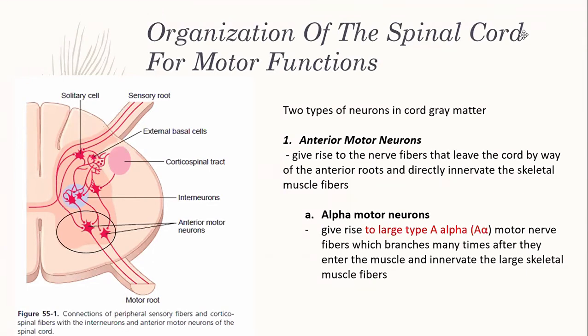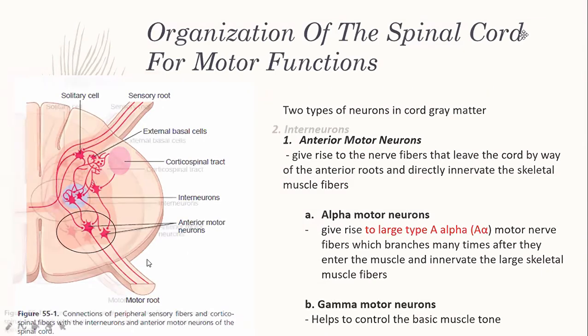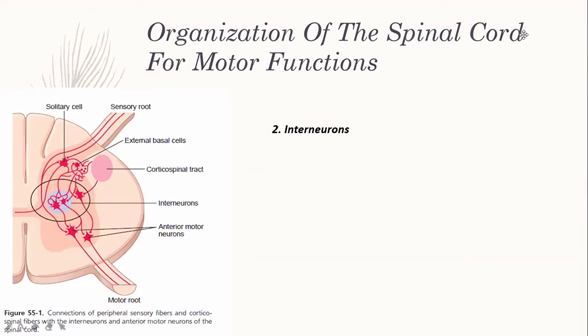Okay, so alpha motor neuron and the other one is an interneuron. In the alpha motor neuron, there are 2 types, large type A alpha motor nerve, and the other one, next slide, is a gamma motor neuron.